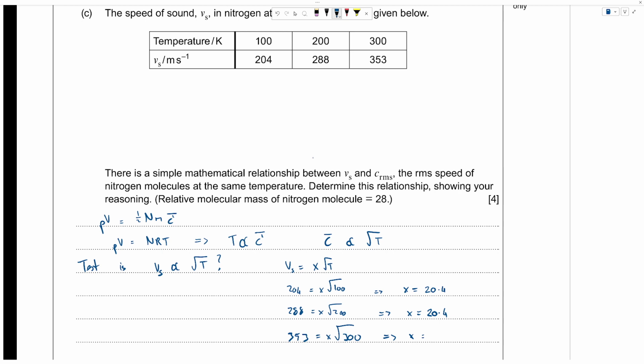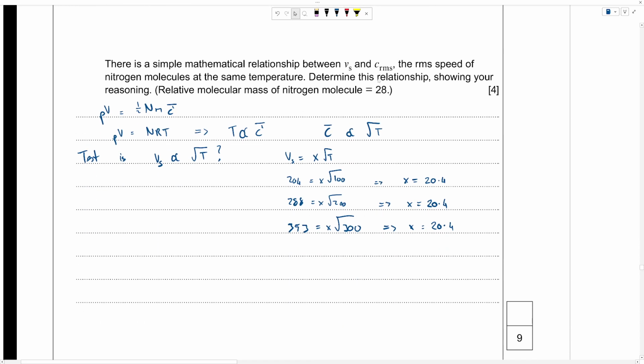Oh my goodness, if I could use my calculator, it would be easier. 20.38. So in this example, x is constant, therefore our relationship is valid. So Vs is proportional to root T, and therefore Vs is proportional to C bar.